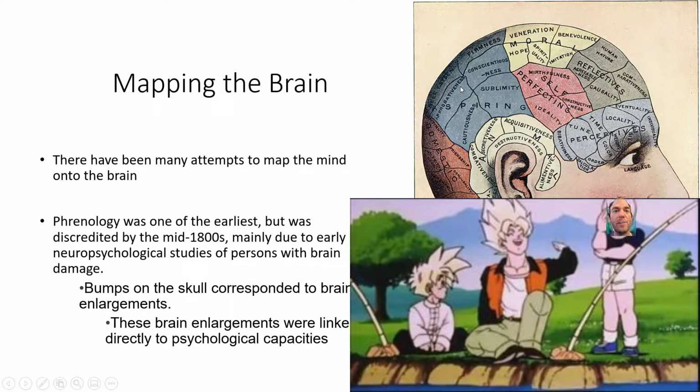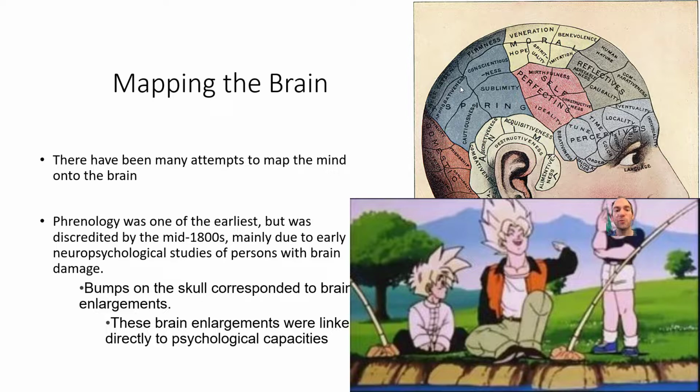All right, now all that bio stuff is done, let's talk about some conceptual ways of mapping the brain, understanding different parts of the brain. One of the earliest ways was phrenology, which was discredited by the mid-1800s, mainly due to early neuropsychology studies of persons with brain damage. Phrenology argued that bumps on the skull corresponded to brain enlargements. Those brain enlargements were linked directly to psychological capacities.